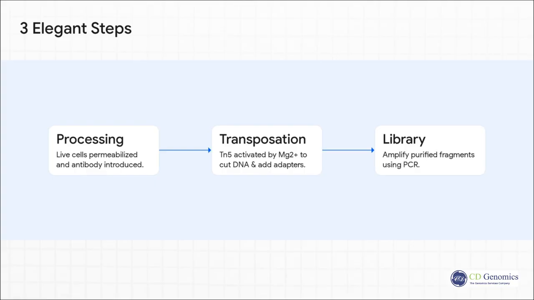Here you add the protein A/G Tn5 transposase complex, and it tethers right to the antibodies. Then, and this is super clever, you just add a buffer containing magnesium ions. That magnesium acts as a trigger. It activates the transposase to cut the DNA and insert the sequencing adapters locally. Finally, in step 3, library construction, you just amplify those purified fragments using standard PCR. That's it. There's no complex end repair or ligation required at all.